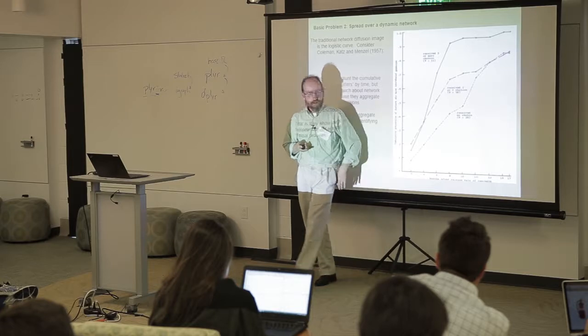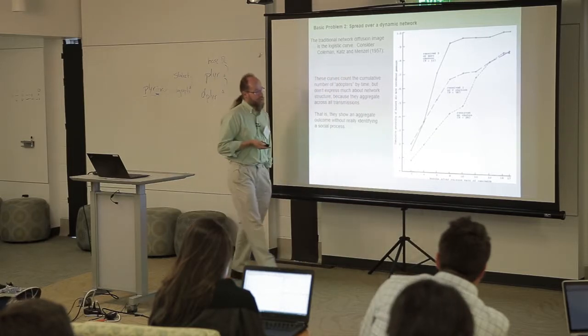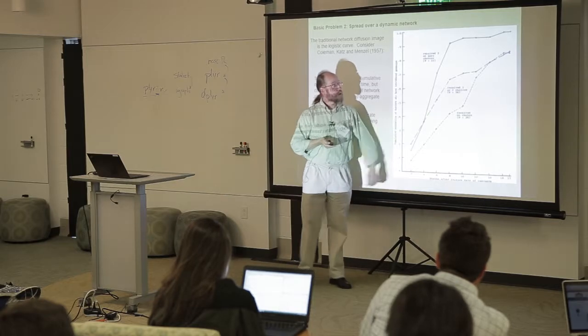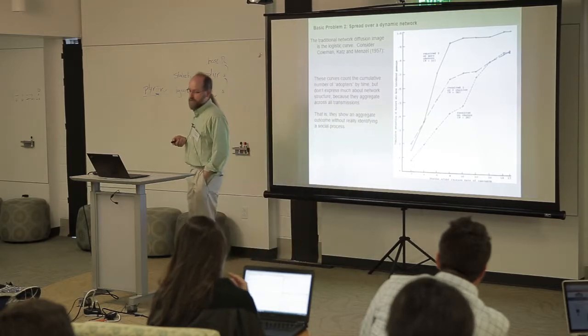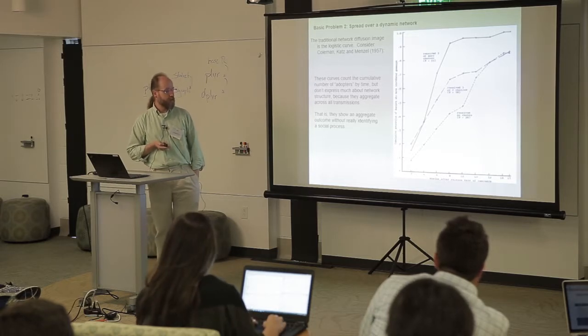This is from Katz and Coleman's work on the diffusion of tetracycline. They just asked how quickly people were to receive information or to adopt this medicine, given how often they received nominations for being central in the network.